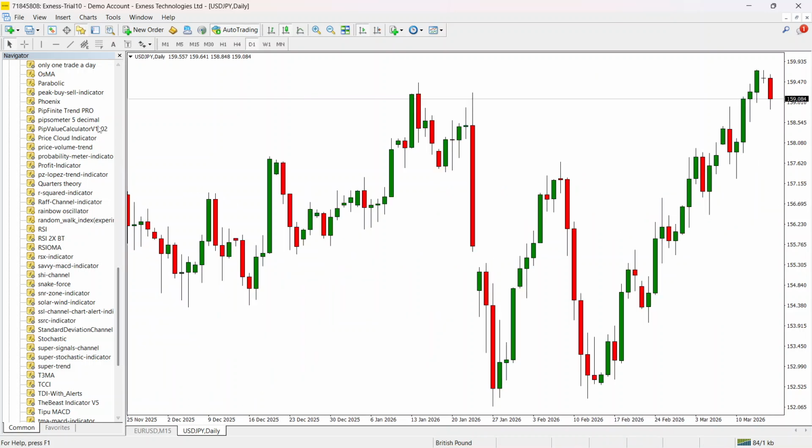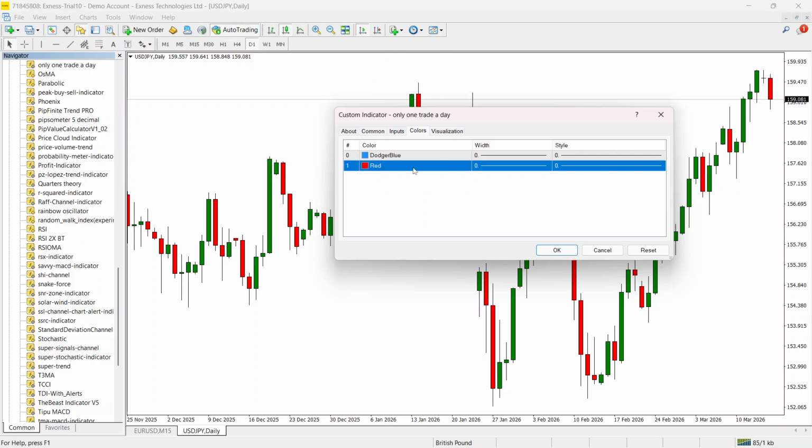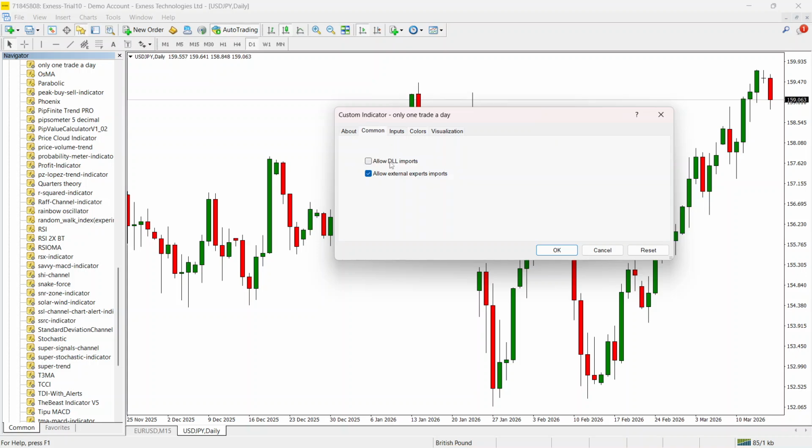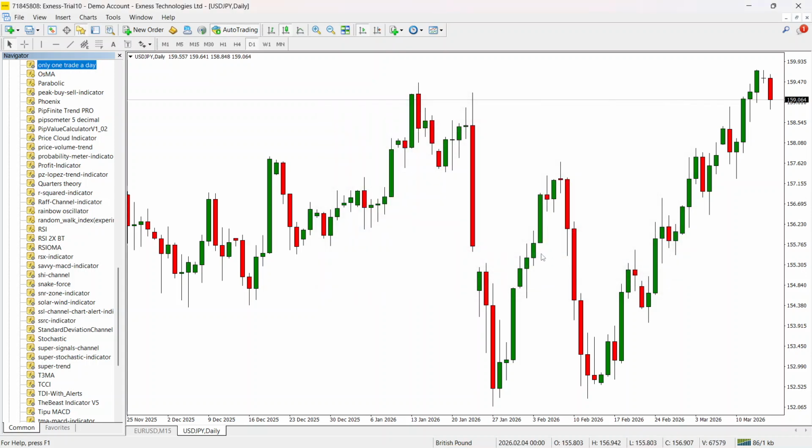I'll load the indicator on this chart now so you can see what it looks like in real time. Don't forget to allow DLL imports so the indicator will work on your chart.